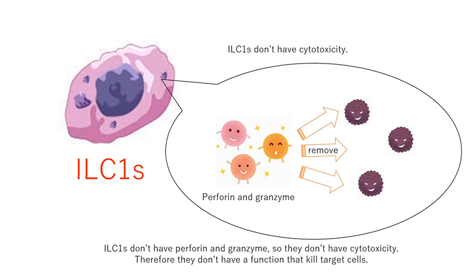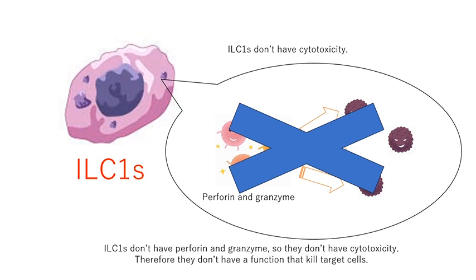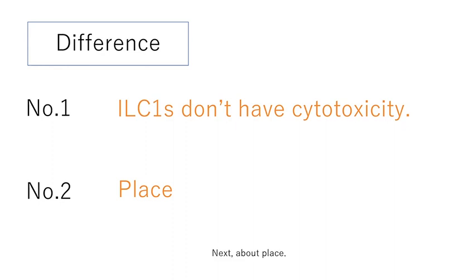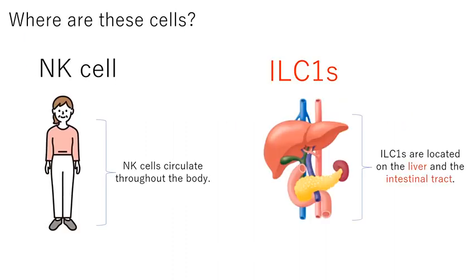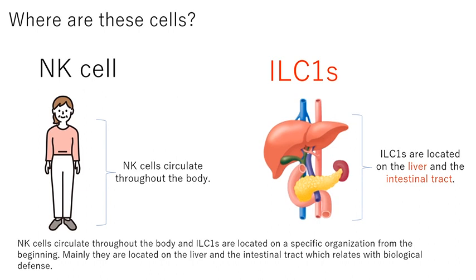ILC1s don't have perforin and granzyme, so they don't have cytotoxicity. Therefore, they don't have a function that kills target cells. Next, about place. Natural killer cells circulate throughout the body, and ILC1s are located on a specific organization from the beginning. Mainly, they are located on the liver and the intestinal tract, which relates with biological defense.